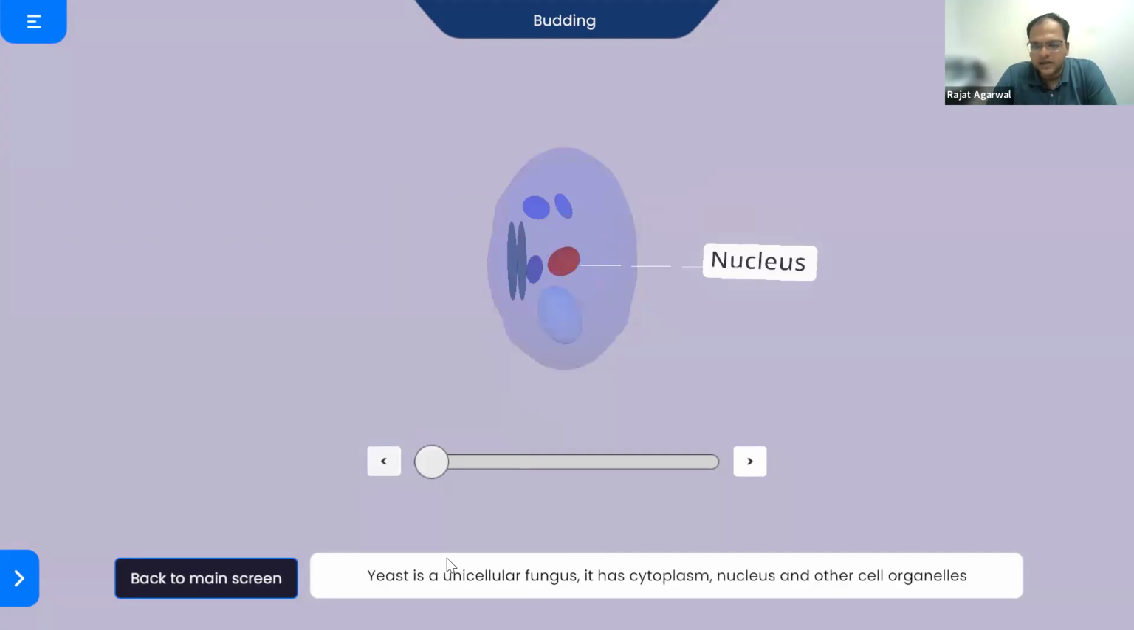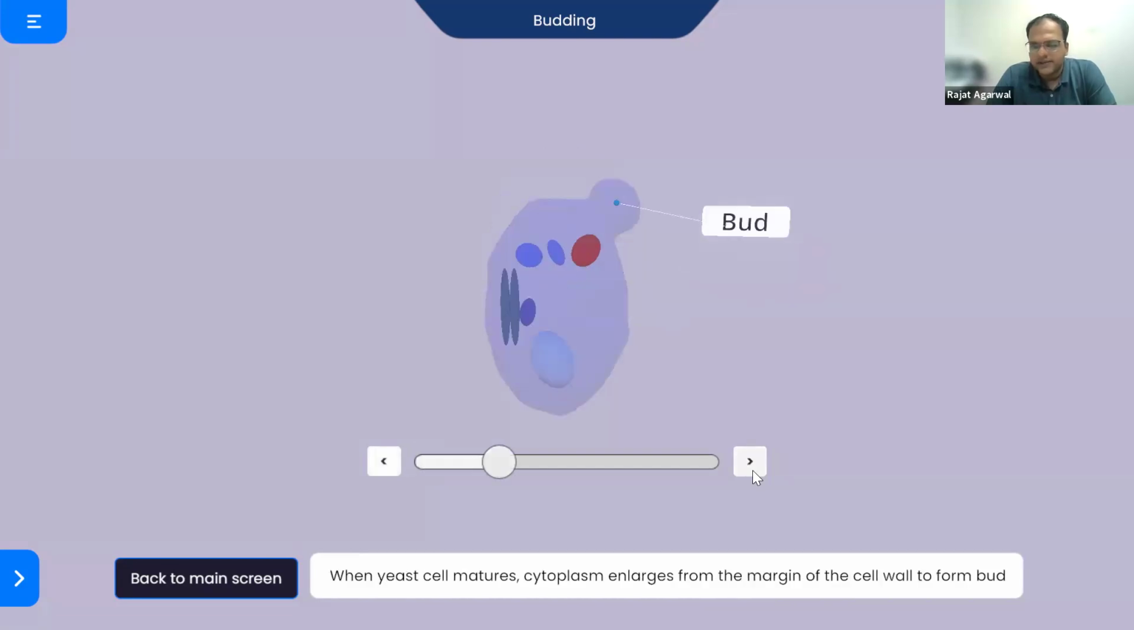Okay, this is very interesting. So guys, if you see over here, yeast is a unicellular fungus. It has cytoplasm, nucleus, and other cell organelles. Right. So we have seen the nucleus. This is a bud. When the yeast cell matures, cytoplasm enlarges from the margins of the cell wall to form a bud.